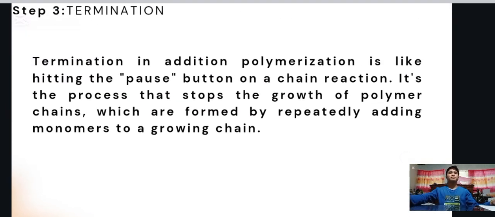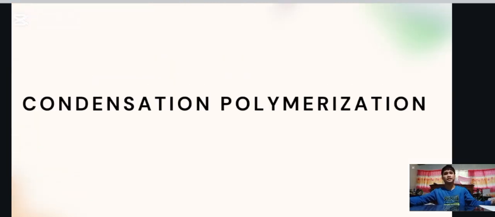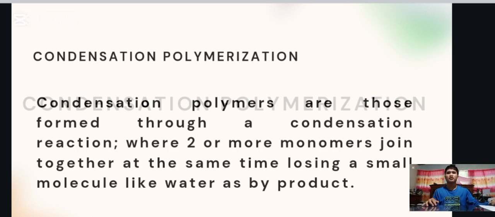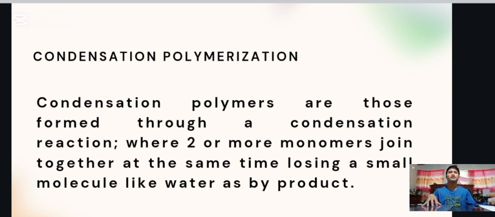The next type of polymerization is condensation polymerization. This is more difficult because you have to remove something in order for it to connect to another monomer. Condensation polymers are those formed through a condensation reaction, where two or more monomers join together at the same time, losing a small molecule like water as a byproduct.